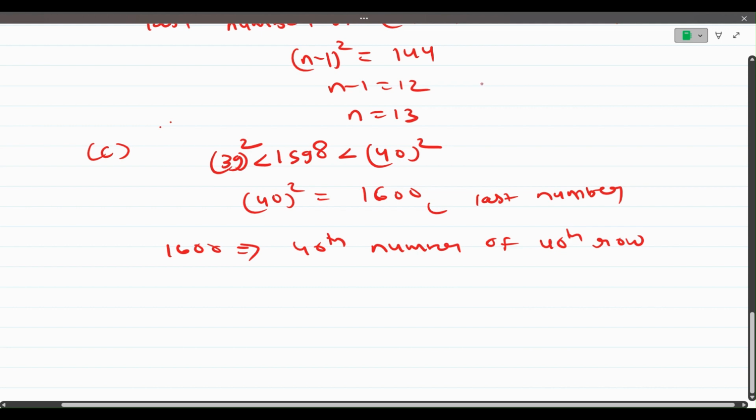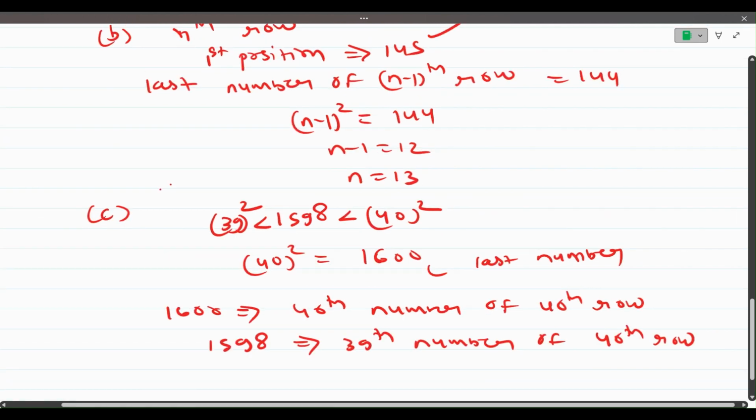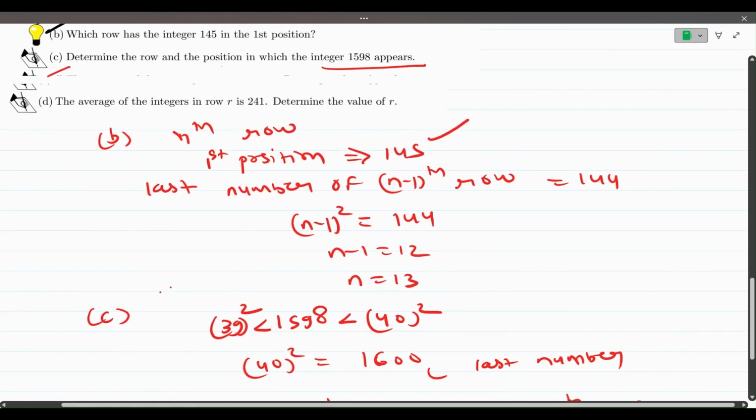So before 600, 1600, there will be 1598. So it is the 39th number of the 40th row. Question number D. The average of the integers of row R is 241.